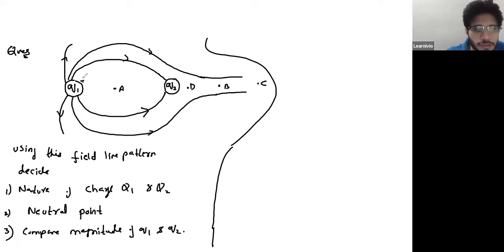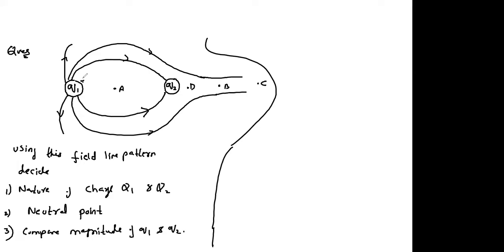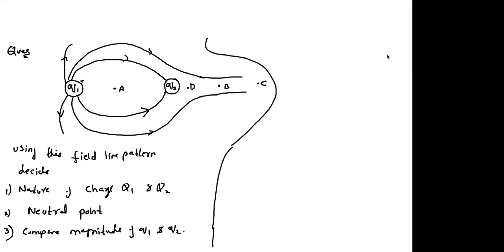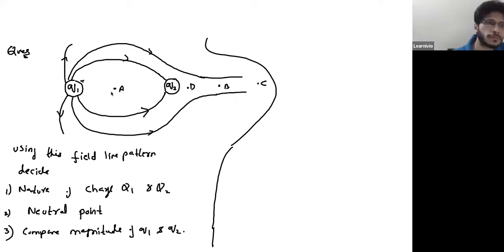Q1 and Q2. Q1 is positive or negative? Q1 is positive, right? Why is it positive? Because the direction starts from positive and ends with negative charges. Good. So the answer of the first part is Q1 is a positive charge and Q2 is a negative charge.